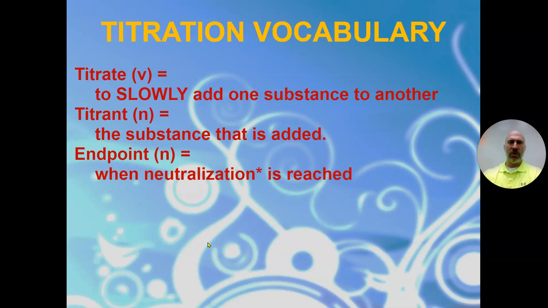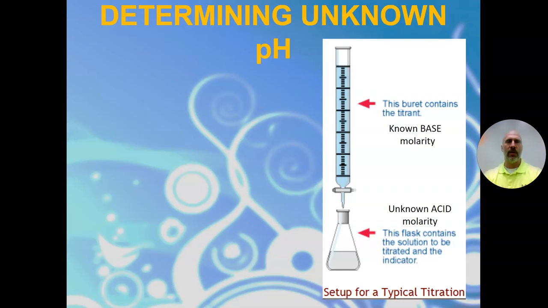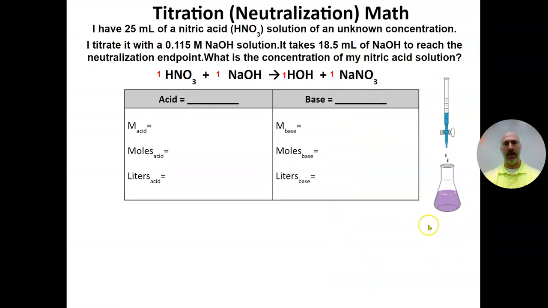So a few vocab words you're going to hear us talk about. The big ones are these last couple. It's endpoint. That's that neutral point. When you get that pale pink, that's what we're going to be trying to find. The burette is the piece of glassware that we're going to be using. So that's a picture of the burette right there, okay? So we know the molarity of this base. We don't know the molarity of the acid down here in the bottom, okay?